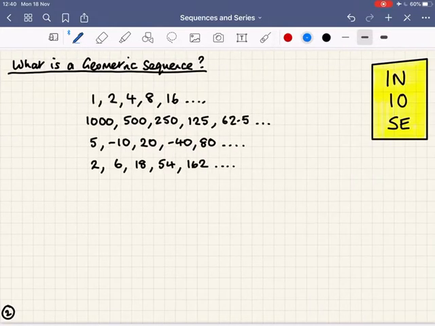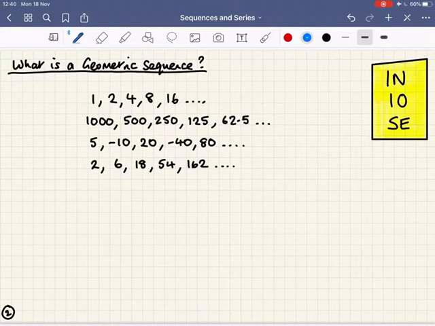What is a geometric sequence? Well, when we looked at arithmetic sequences, we found there were sequences that went up or down by a common difference, the same amount each time. But these 4 examples are all geometric sequences. They don't go up or down by the same amount, but they share what's called a common ratio.